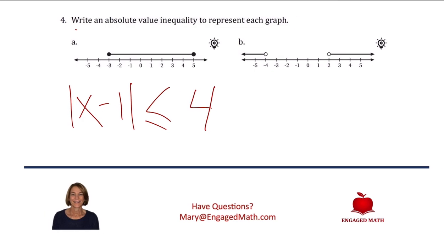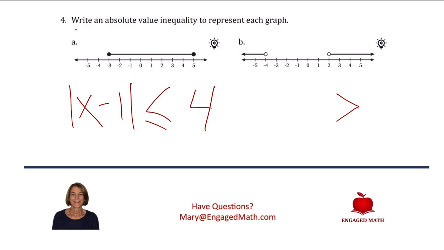Let's do the same thing with B. B is going to be much easier now, because we know this is an "or" because it's shading left and right. So with this one we're going to make it a greater than sign. I'm not going to do an "or equal to" because the circles are open this time.